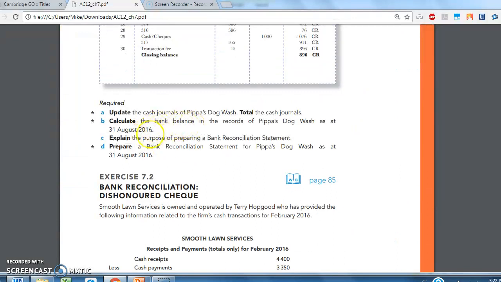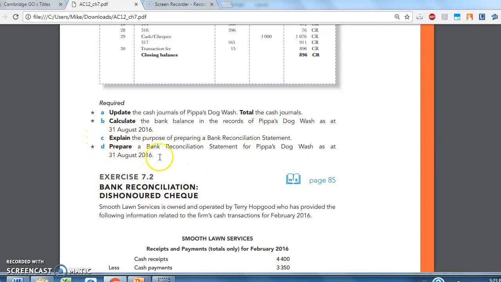So calculate bank balance. C, explain the purpose of preparing a bank reconciliation statement. So there's a few reasons why we create a bank rec statement, but it's essentially just to explain the differences between the records of the firm and what is shown by the bank statement. So this way it ensures that we can verifiably say, okay, we have 1,200 in the bank and we have 1,200 on our business records, so that matches. We don't have these big unexplained discrepancies.